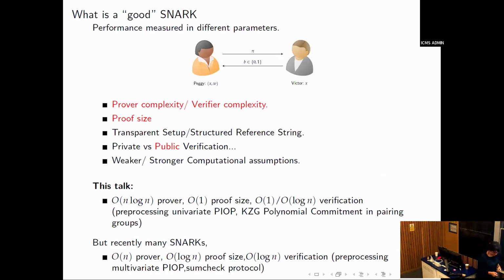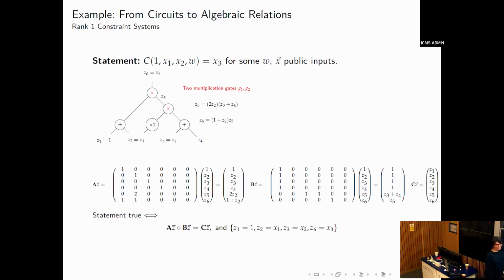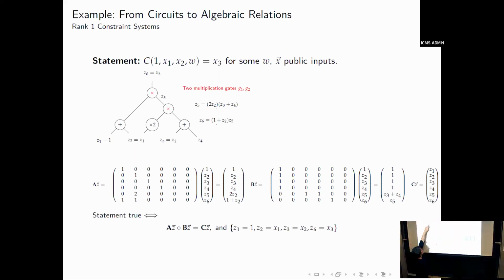So this can be written as a circuit, and the interesting thing is that I put the multiplication gates in red because at the end of the day, when we rewrite this computation as a set of algebraic relations, what really matters are the multiplication gates. And the idea is that everything that comes before the multiplication gates can be absorbed into the matrix.